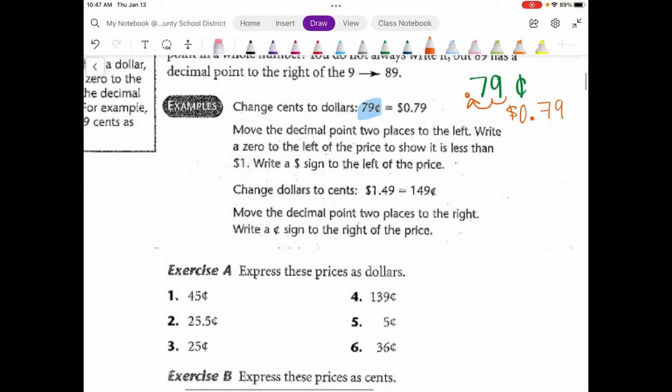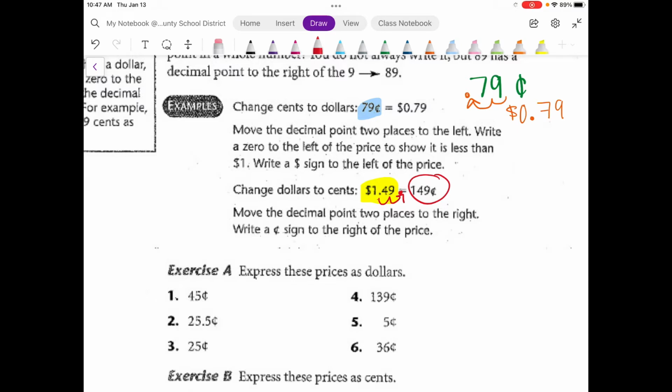If you are changing dollars to cents, so this is $1.49. How many cents would that be? You're going to go the opposite direction. So you're going to start at the decimal and go right two. So that's how I get 149 cents. So that's what you're going to do with this first part.